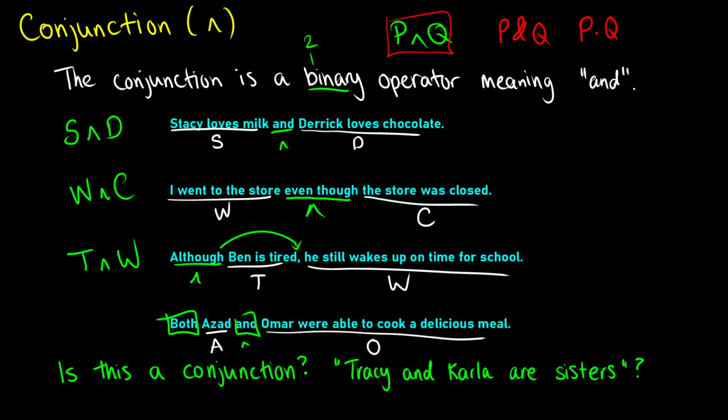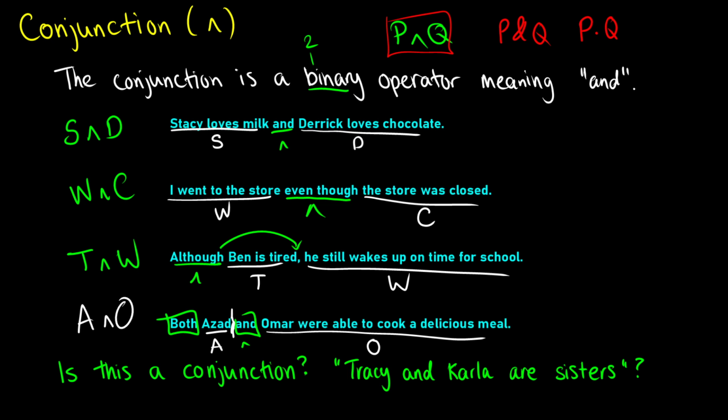Now the key here is that we could break this up into two sentences. We could say both Azad was able to cook a delicious meal and Omar was able to cook a delicious meal. We've just elided a little bit here. So elided means that we just haven't pronounced the remainder of that first sentence. So we could translate this as A and O. So Azad was able to cook a delicious meal, and Omar was able to cook a delicious meal.